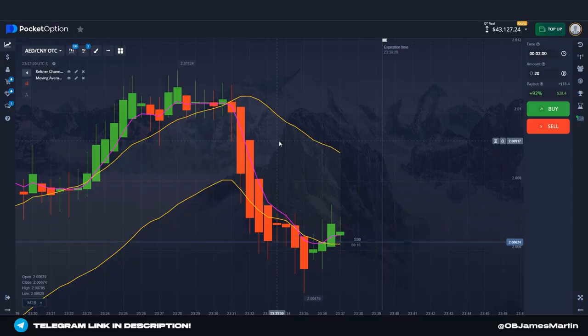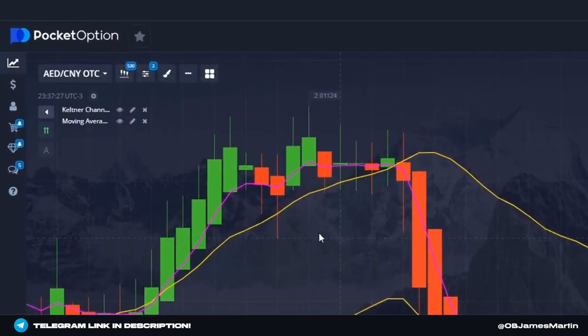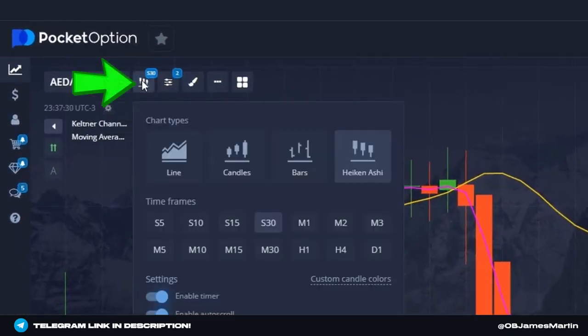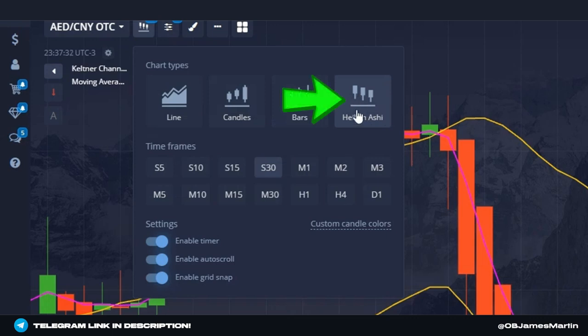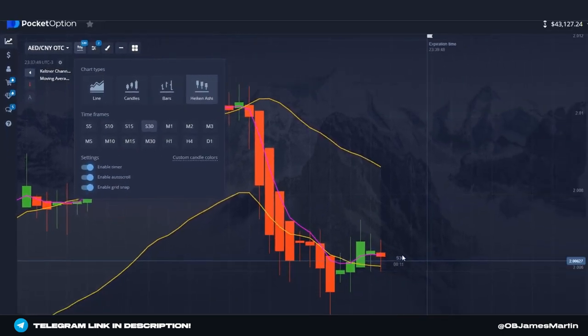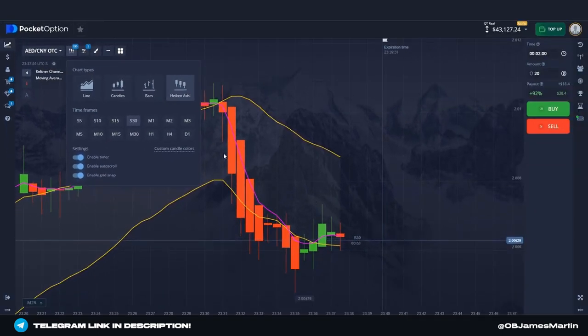Alright, let me show you the settings, the first step to start trading on the binary option platform. First of all, I'm gonna use Heikin Ash candles. The time frame you're gonna use is 30 seconds. Don't forget, guys, to enable the timer. This is a good tool that I like to use, that will show the countdown of the candle. This is really helpful for us.